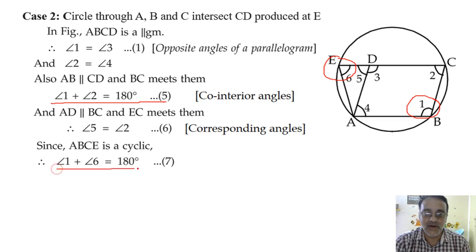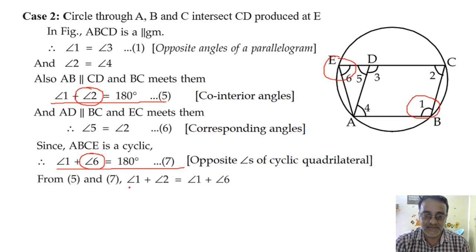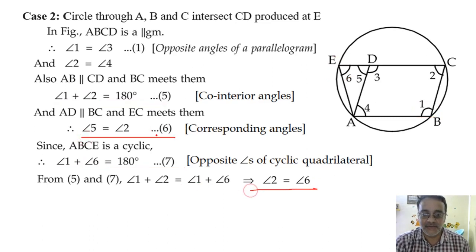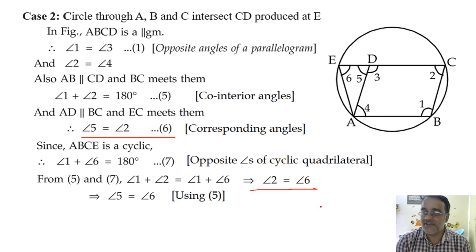Okay. Now we'll compare these two, equation 5 and equation 7. What will you get? Angle 1 plus angle 2 is equal to angle 1 plus angle 6. Finally, you will get angle 2 is equal to angle 6. So we'll write from equations 5 and 7, we get angle 2 is equal to angle 6. Any doubt here? No, sir. But angle 2 was equal to which angle? Angle 5. So if you compare these two equations, we will get angle 5 is equal to angle 6. यही हम लोग का टारगेट था.